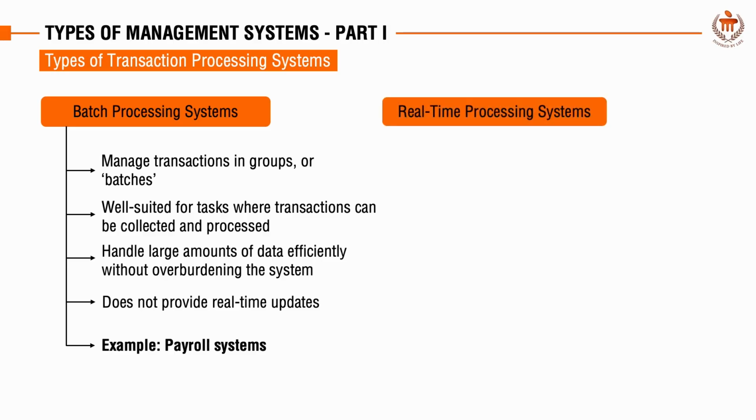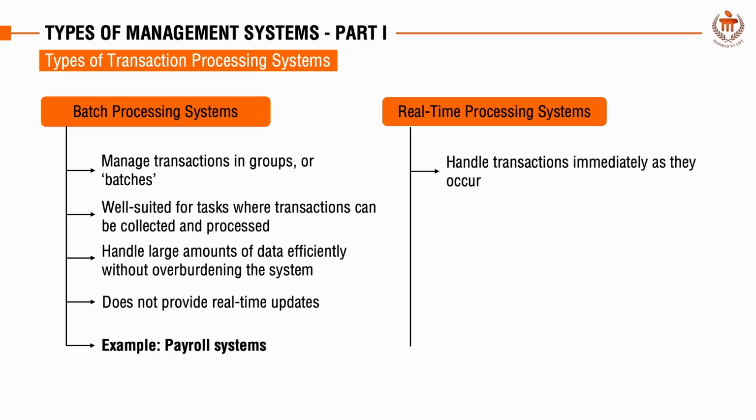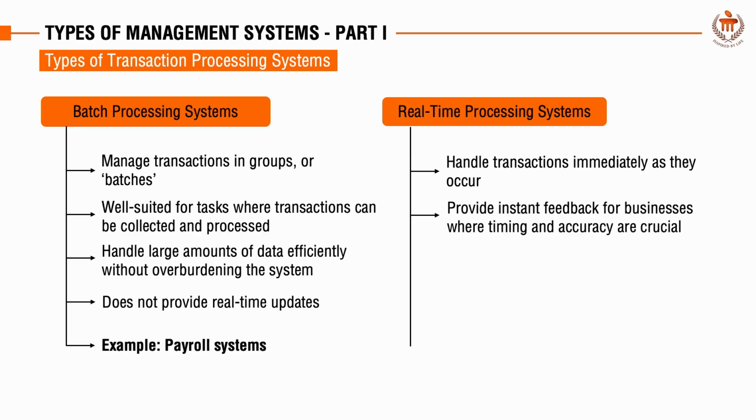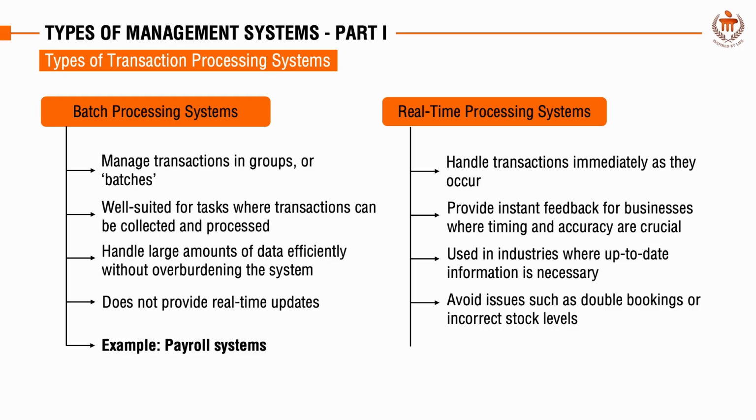Real-time processing systems, in contrast to batch processing, handle transactions immediately as they occur. These systems are designed to provide instant feedback, which is vital for businesses where timing and accuracy are crucial. Real-time processing is commonly used in industries like e-commerce, banking, and airline bookings, where up-to-date information is necessary to avoid issues such as double bookings or incorrect stock levels.